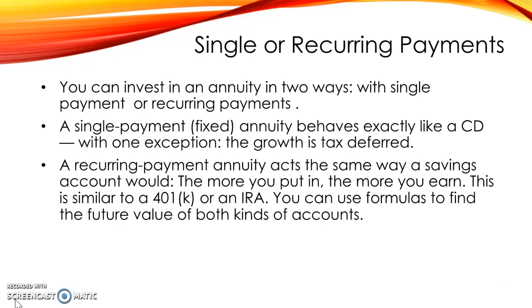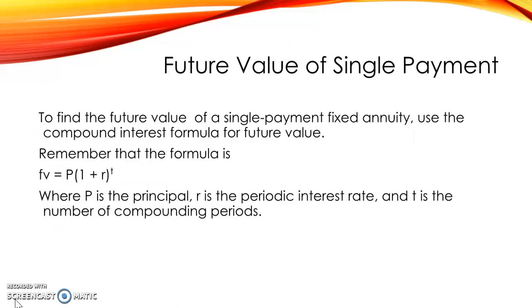All right, remember we can invest in an annuity in two different ways. One is with a single payment. The other way is with recurring payments, making several payments throughout your life, either monthly payments, weekly payments, could be yearly payments. That would be a recurring payment, similar to a 401k that you may have heard of. A single payment one acts like a CD, with one exception. The growth is tax deferred, which means you don't need to pay taxes on it until you actually withdraw the money. All right, so let's first talk about a single payment one, since that's one that we are familiar with.